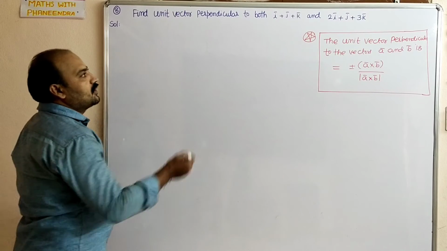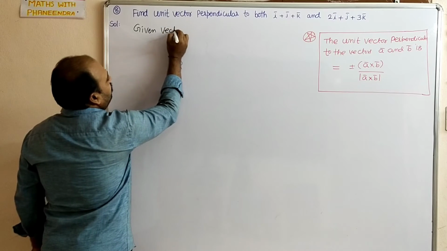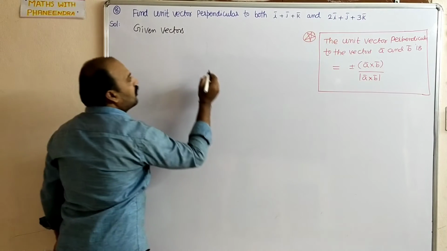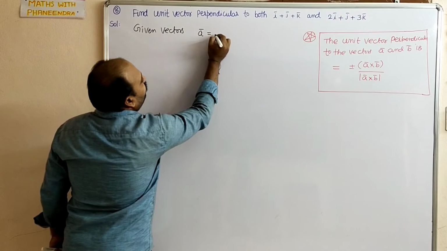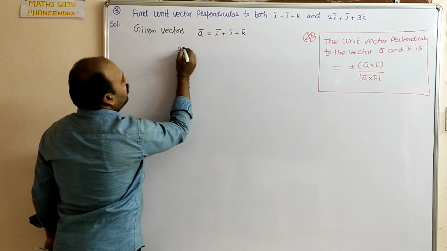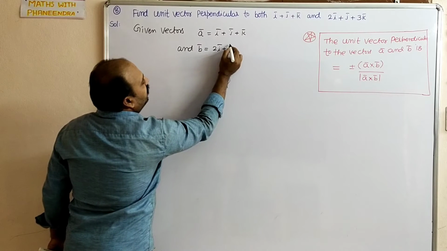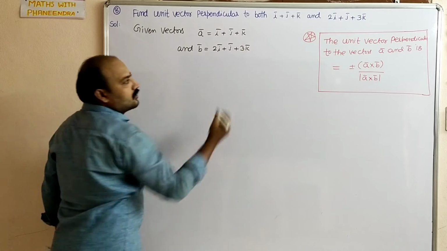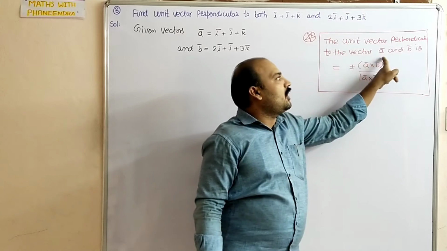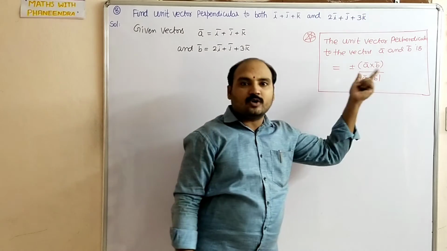See here, according to the question, given vectors, here I am assuming the names as one is A bar, another one is B bar. So A bar equal to I bar plus J bar plus K bar and B bar equal to 2I bar plus J bar plus 3K bar. So to get the unit vector perpendicular to both A bar and B bar, we need to calculate A bar cross B bar as well as the magnitude of the vector.